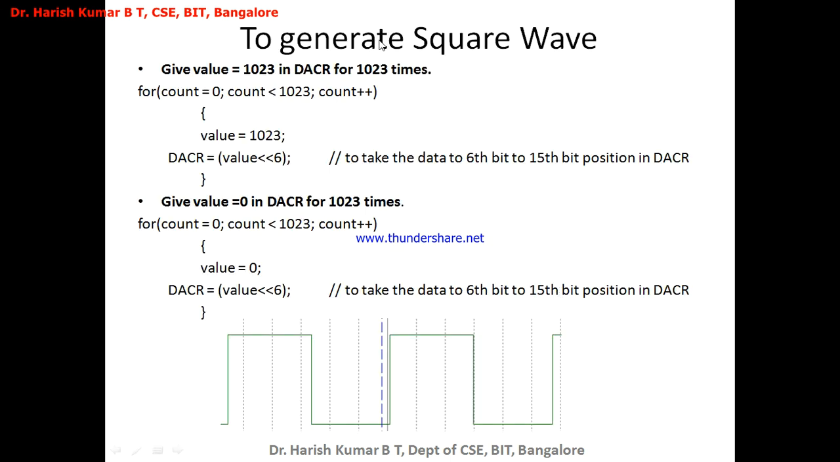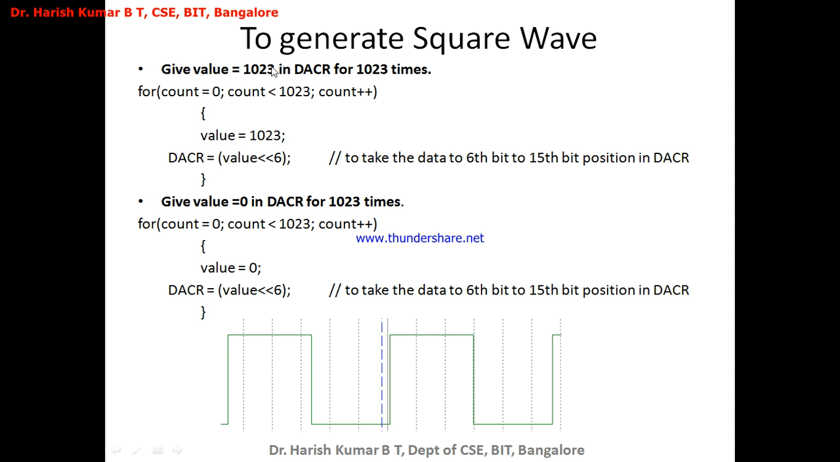Now what do I need to do in order to generate the square wave? Have a look, I have drawn the square wave here. This is what a square wave is: equal on and off time. This is the on time and this is the off time. Now give the value 1023 in the DAC register, 1023 times.